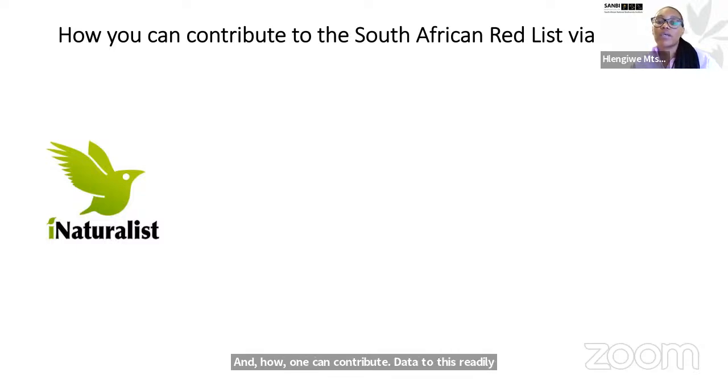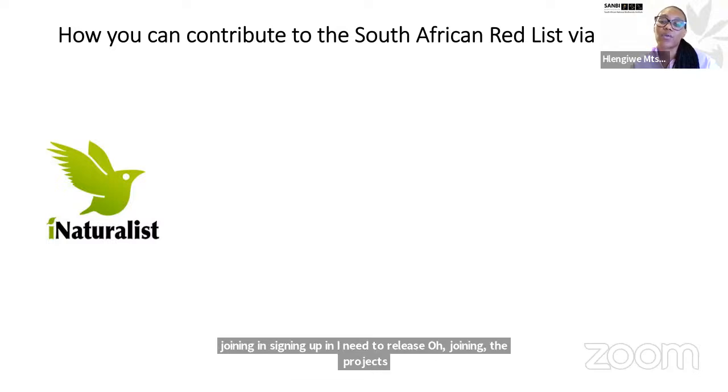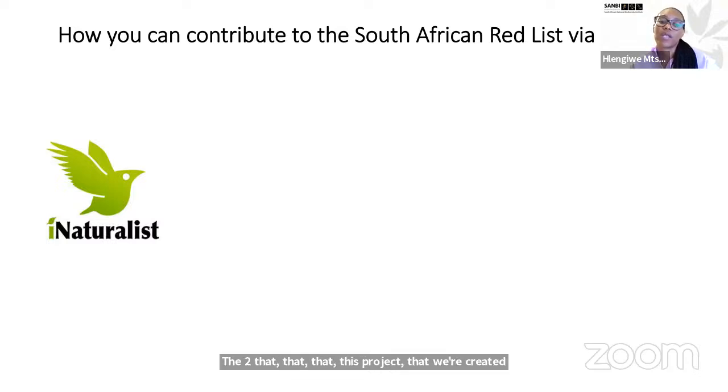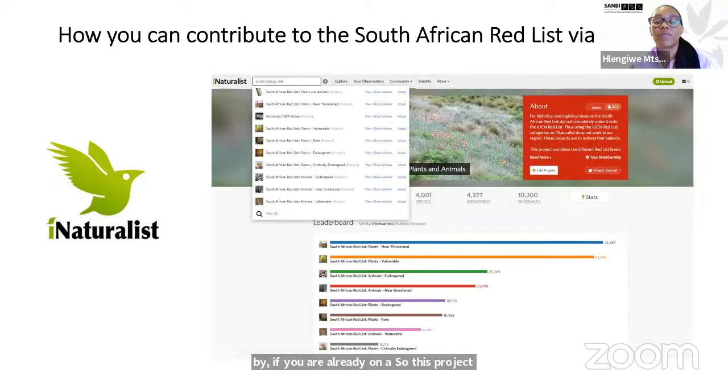You can sign up by signing up in iNaturalist, or joining the two red list projects that were created by CRU if you are already on iNaturalist. So these projects were created to help submit observations of data to the red list team, data that is used to complete assessments for certain plants as well as the animals.